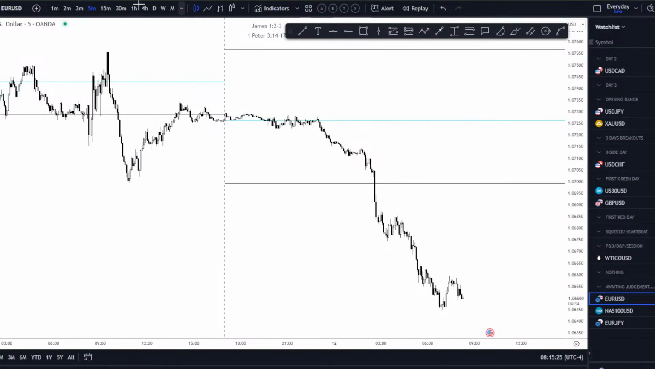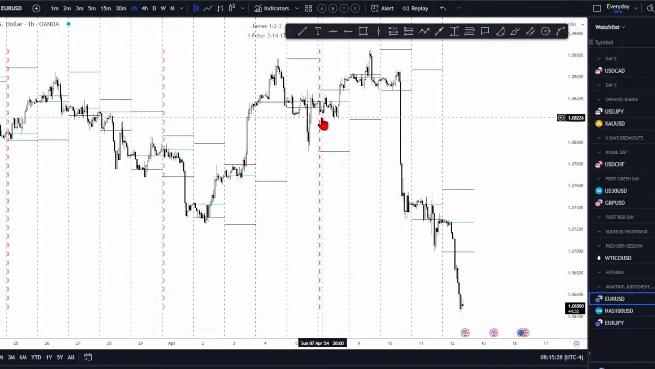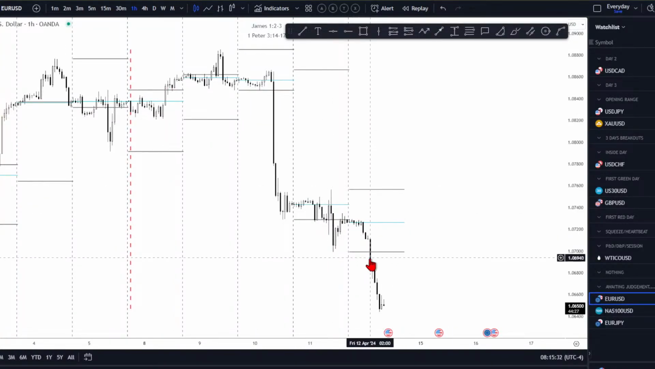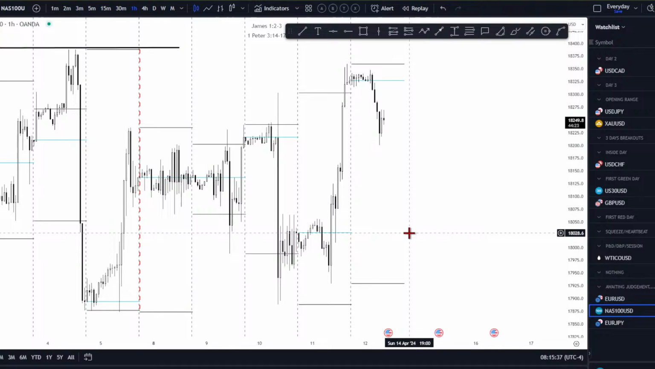Euro USD. This is one of the ones that I said I just need to, there were good trades. Asia, London. I'm just going to avoid. It's just going lower. That's it.